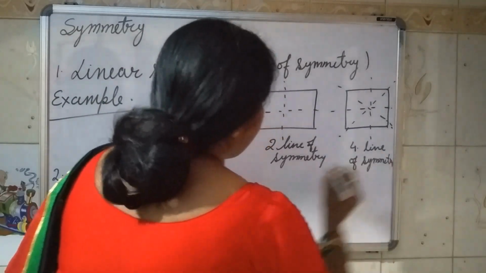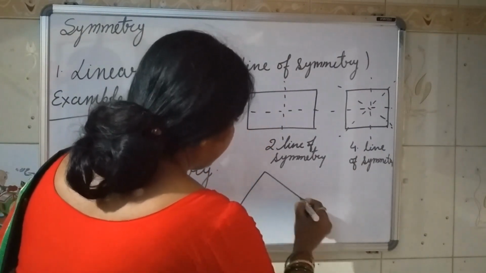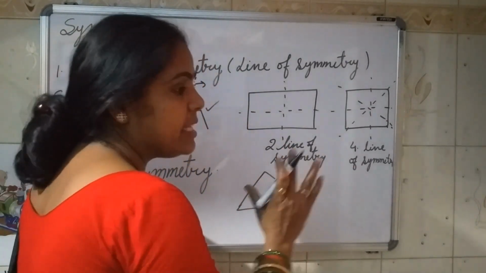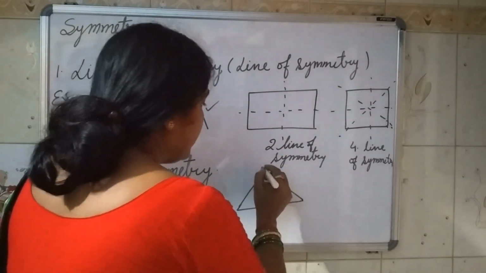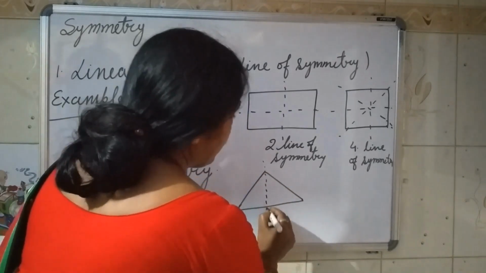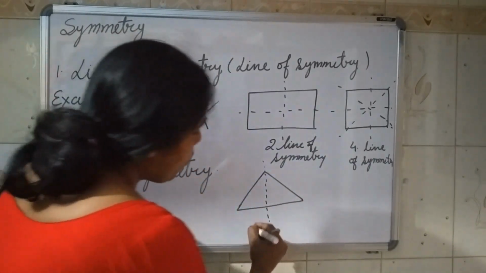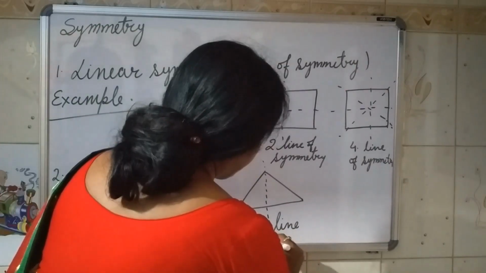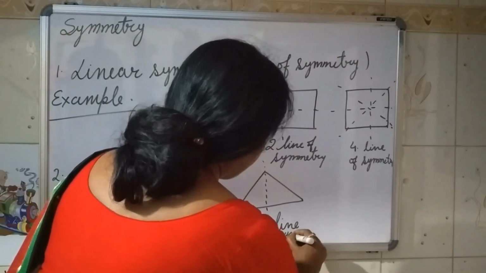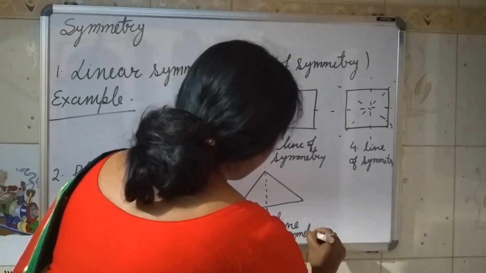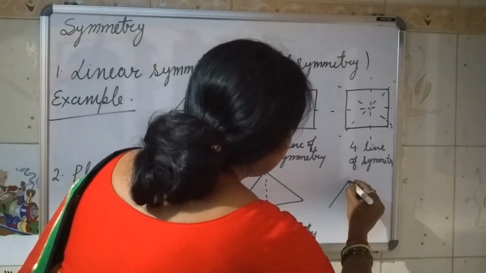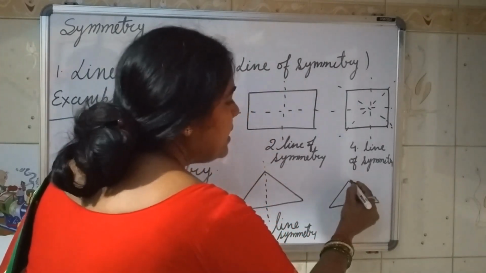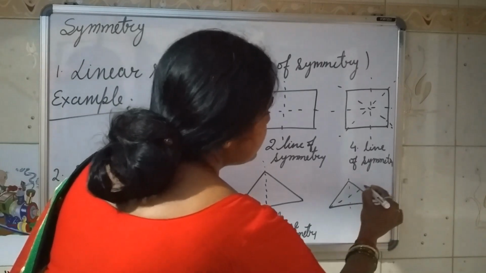And if you take an isosceles triangle, again I am repeating what isosceles is. Isosceles means two sides are equal. It has 1 line of symmetry. And if you take an equilateral triangle, all sides are equal, then it has 3 lines of symmetry.